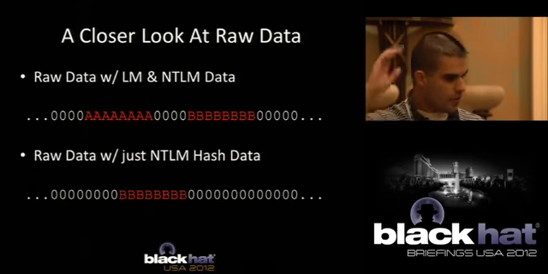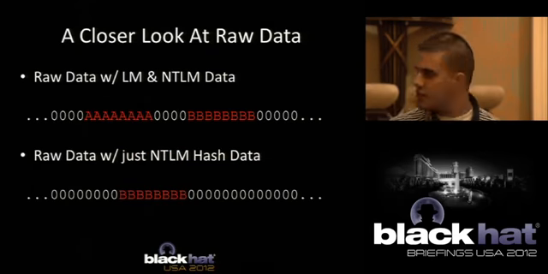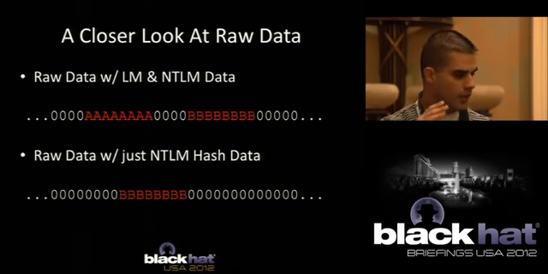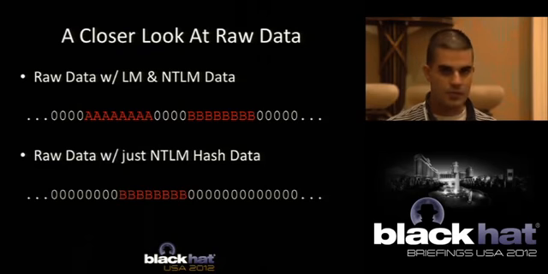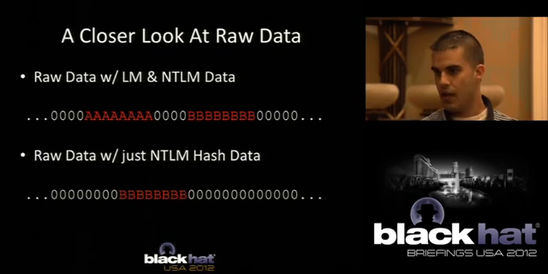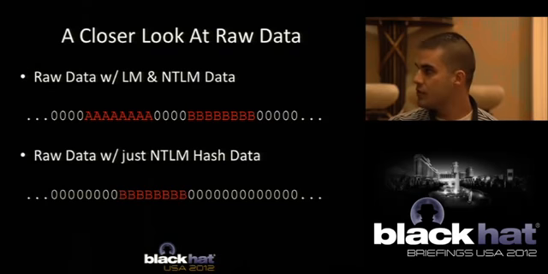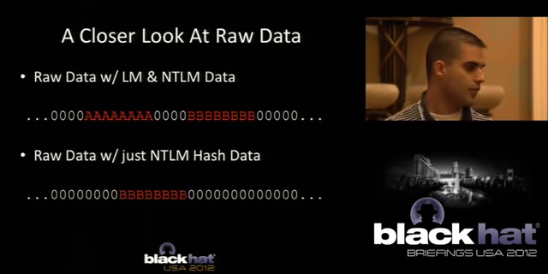So instead of putting up tons of screenshots of hex and binary, we figured we'd do a pseudo representation here. That first user there has a bunch of A's and a bunch of B's. Those A's represent an LM hash and the B's represent an NTLM hash. The second user doesn't have an LM hash, they just have an NTLM hash. This is something we're going to reference throughout the presentation here.